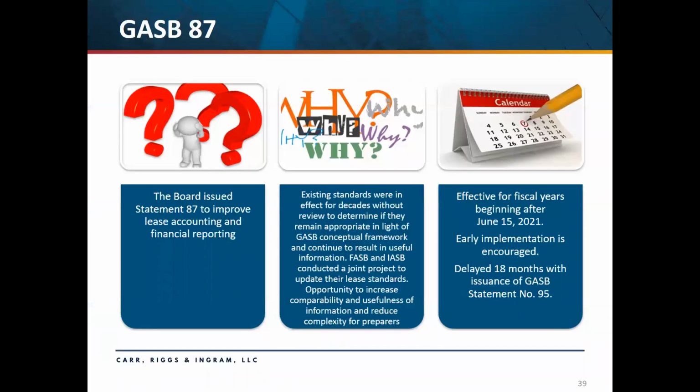So just a quick overview, GASB 87 was to improve lease accounting and financial reporting. It's really also getting in line with the FASB because of the new lease standard on the FASB side as well. It was one of those that was also delayed by Statement Number 95. So although early implementation is encouraged, it has been delayed for 18 months, but I would think that everybody's getting in line in order to address some of the major impacts that GASB 87 has.